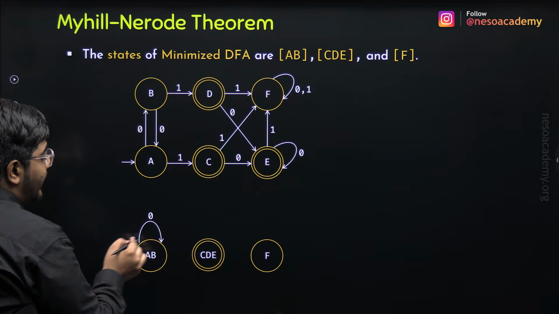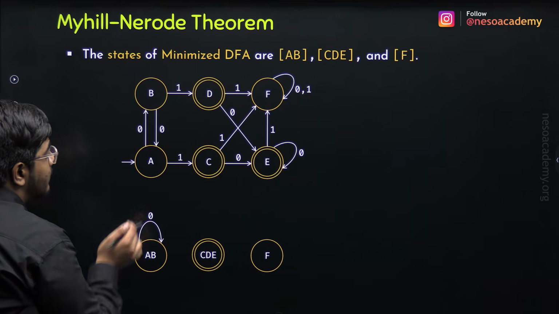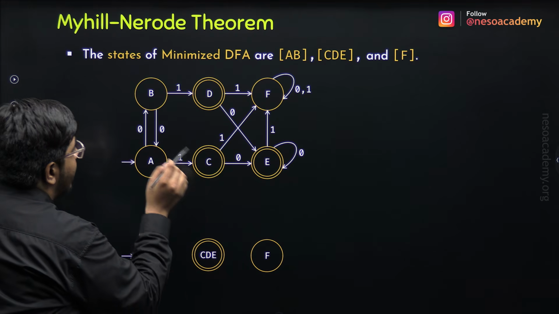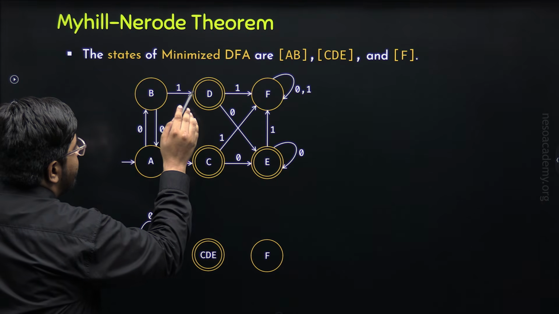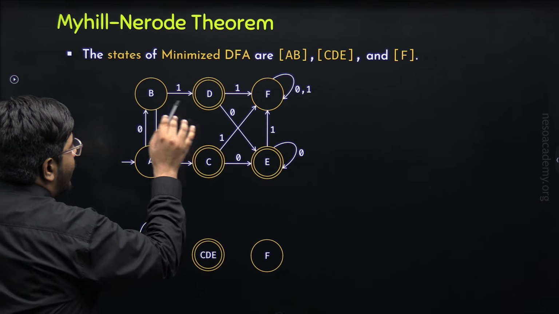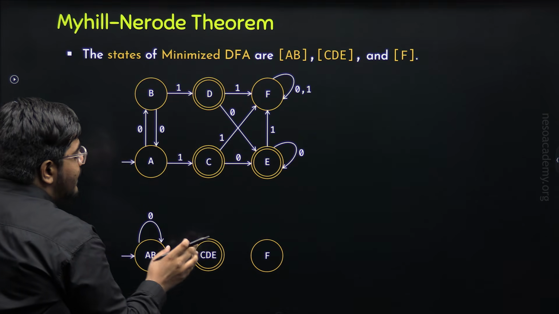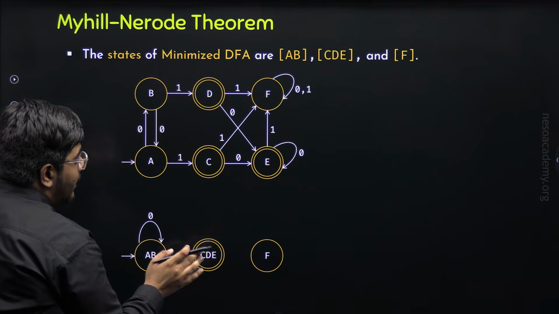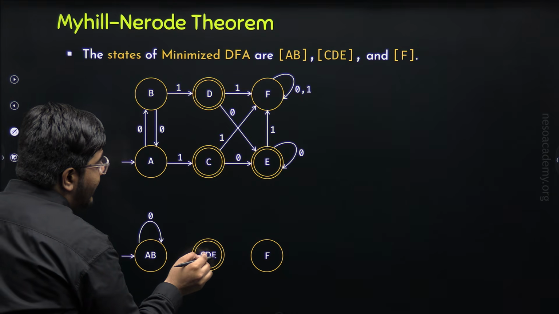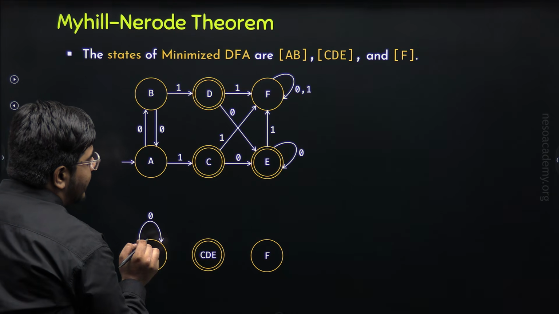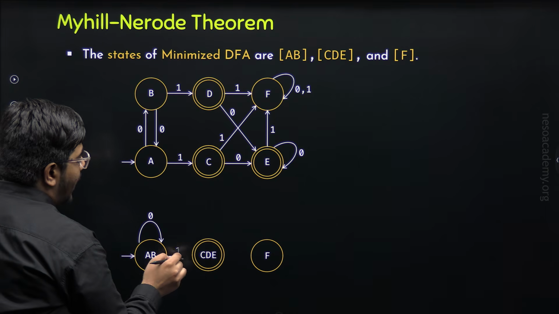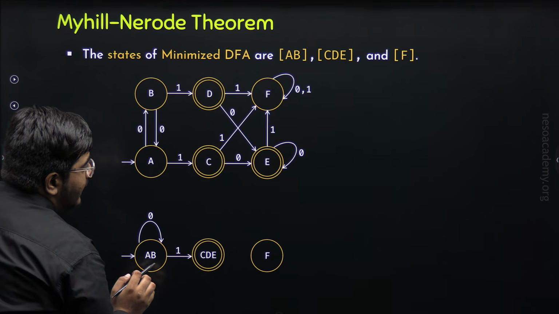Now we need to calculate AB on input symbol 1. So A on 1 gives C and B on 1 gives D. So A and B on 1 gives C and D. But CD is not a state in this DFA. We have the state CDE which contains CD. So AB on 1 gives CDE.